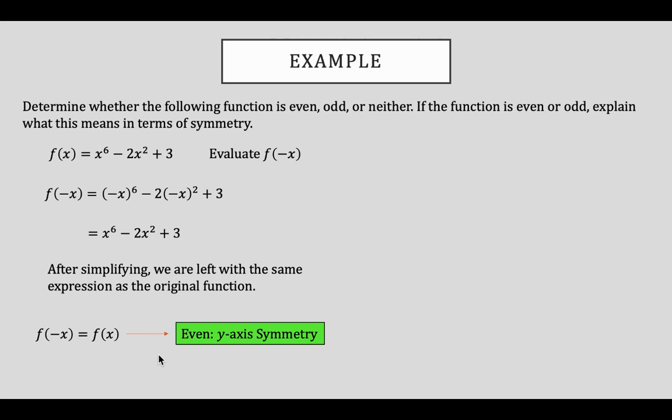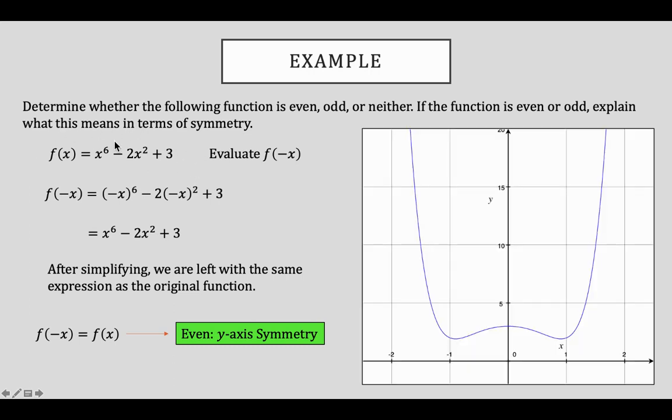We could check our work using a graphing calculator. Plugging this function into the calculator and graphing it would give us a curve that looks like this. Notice, if we were to reflect this graph over the y-axis, we would end up with the exact same image.